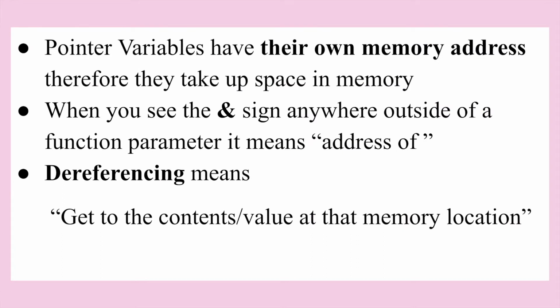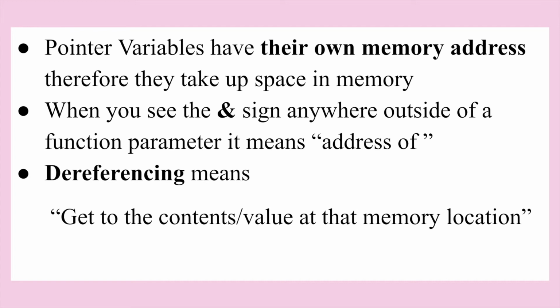Okay, so a few more important things is that pointer variables have their own memory address, so they take up their own space in memory, and I'll show you this visually. And then dereferencing means get the contents or the value at a memory location. So remember, our pointer variables are going to hold a memory address of another variable. So if you want to get the contents of that other variable, you have to dereference, and like I said, I'll show you visually. But dereferencing means get the value at that memory location.